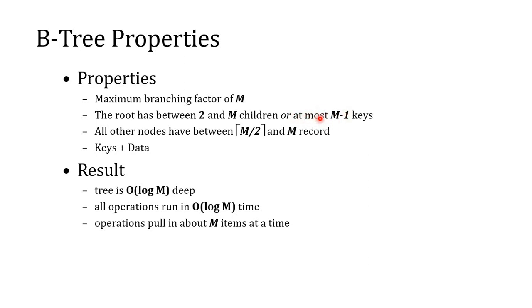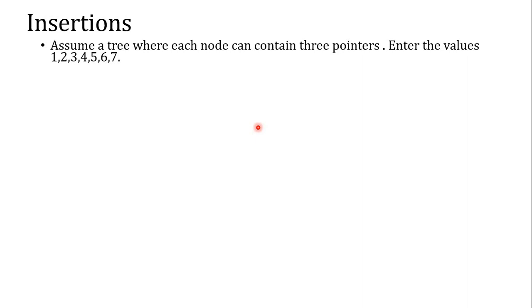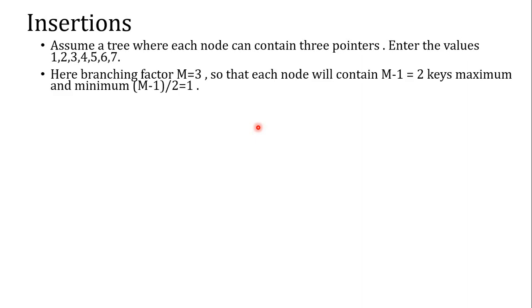M minus 1 is the most value, and the other, the lesser value, can be m minus 1 divided by 2. Here we see that our branching factor m equals 3, so each node will contain m minus 2 equals 2 keys at maximum, and the minimum is m minus 1 divided by 2 equals 1. So now if we want to insert, the first value is 1.